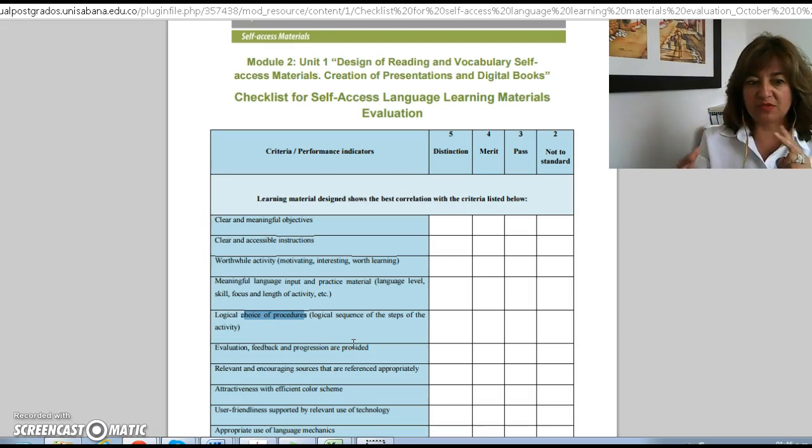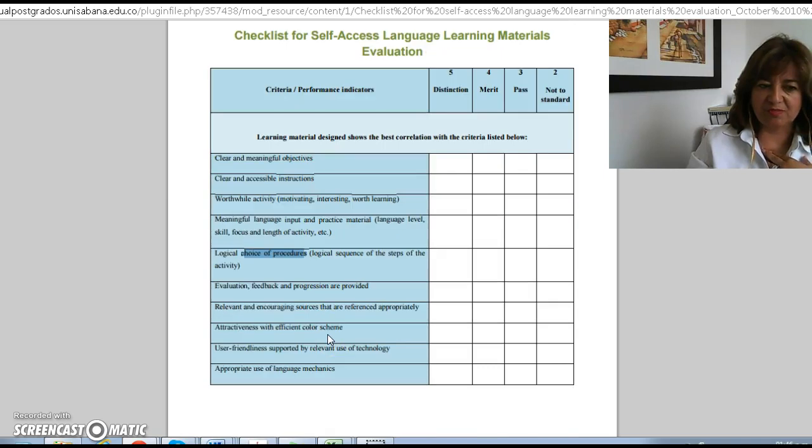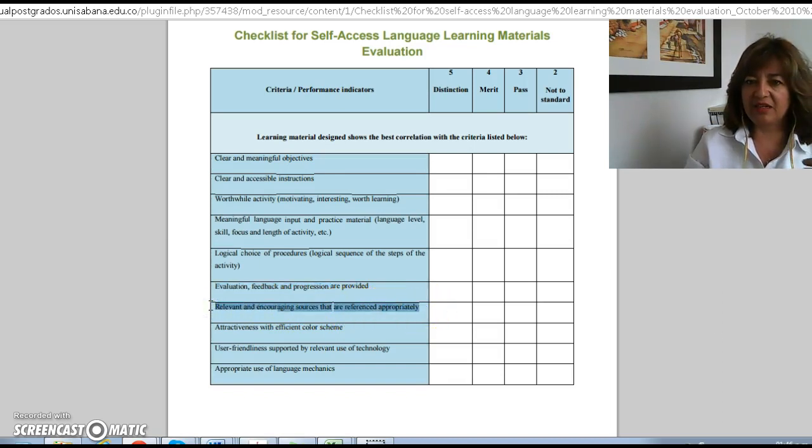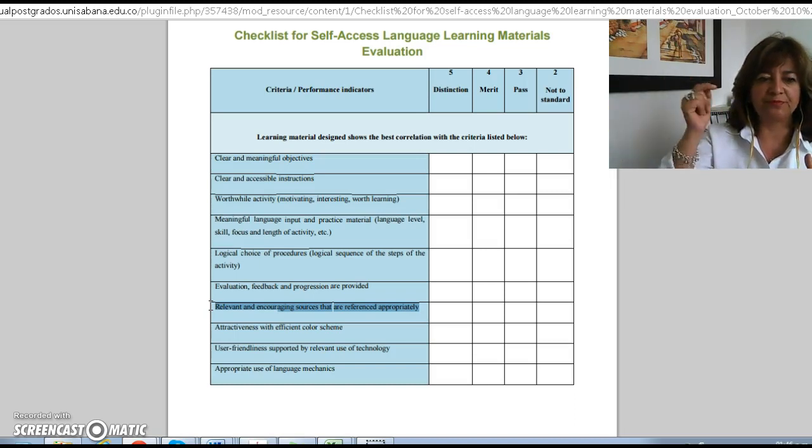Self-access learning materials, because the students will be accessing these resources by themselves. It includes evaluation, feedback, and progression, as I have just told you. Relevant and encouraging sources that are cited. Maybe this is important, APA style. If you are going to take pictures or readings, be careful, because if you don't have permissions, it's better that you send people to the external reading, or that you cite where you take the picture from, or that you use your own pictures or your own adapted readings.